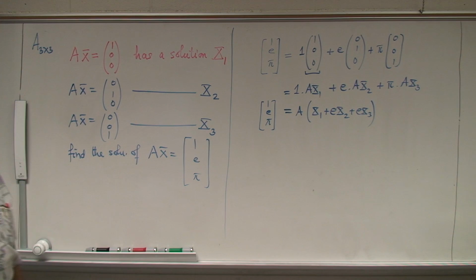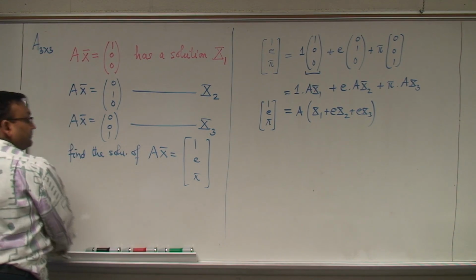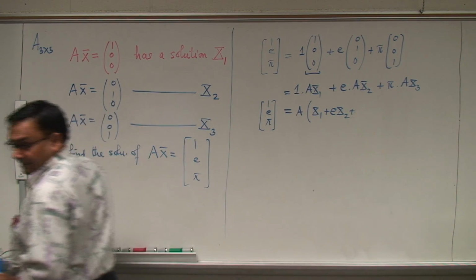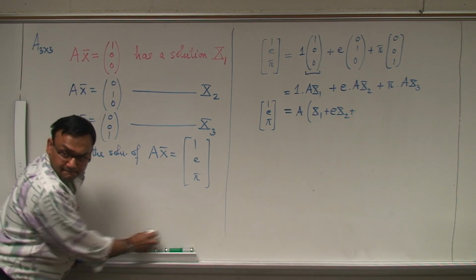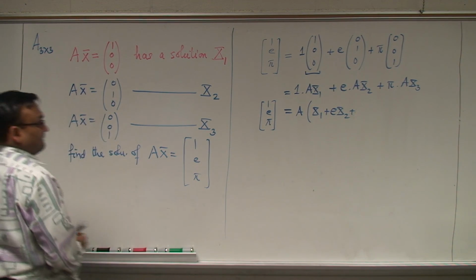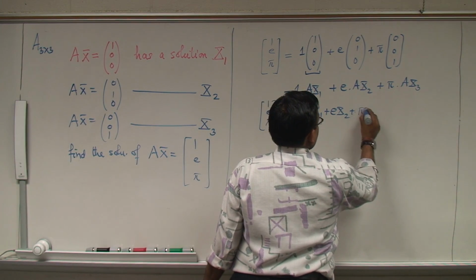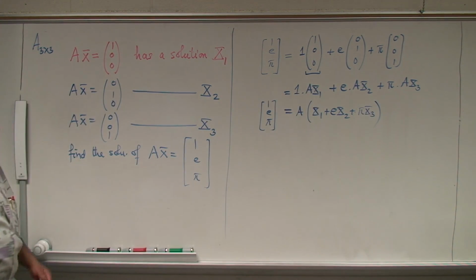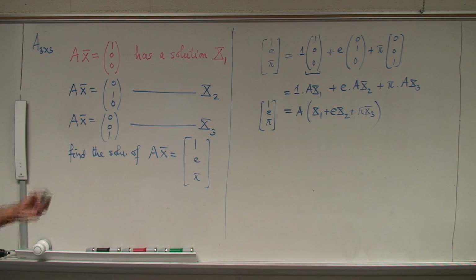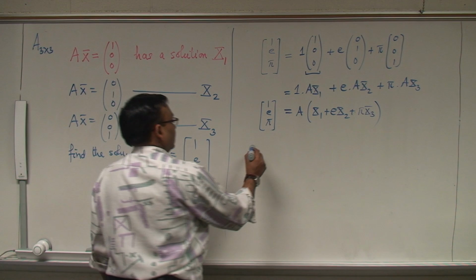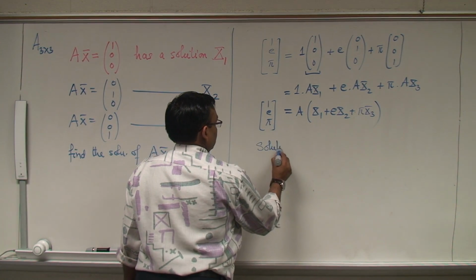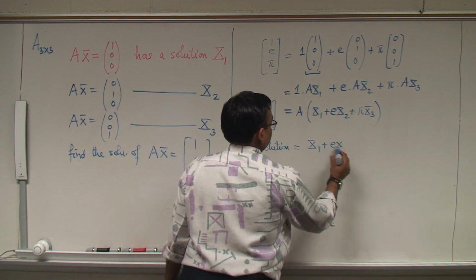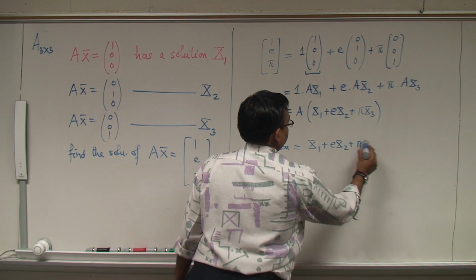So A times that vector, I'm sorry, I made a mistake, this should be pi times x3. If I multiply my matrix A with that vector, then I'll get (1, e, pi). Hence we can say that the solution of our system is the vector x1 plus e x2 plus pi x3.